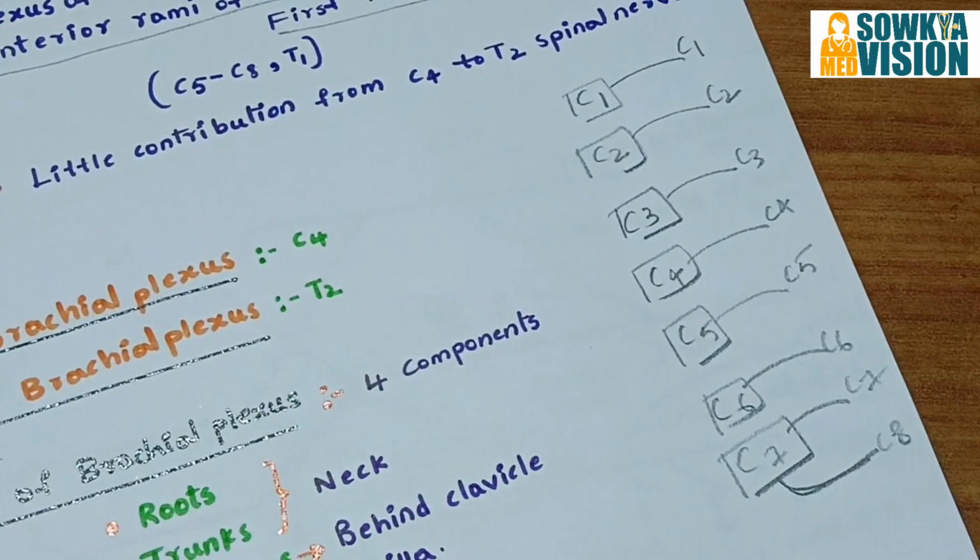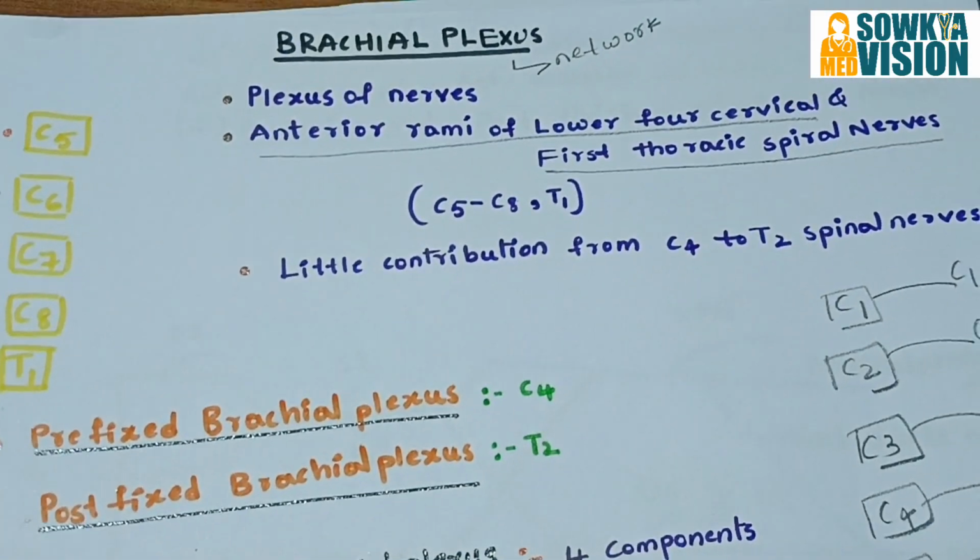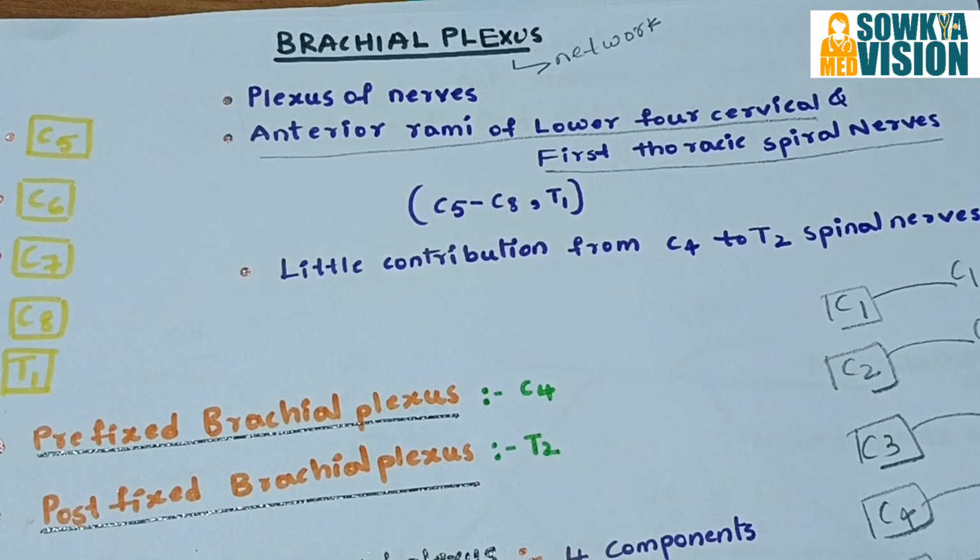So the brachial plexus is formed by last 4 cervical spinal nerves and the first thoracic spinal nerve. What are the last 4 cervical nerves? They are C8, C7, C6 and C5, and the first thoracic spinal nerve.